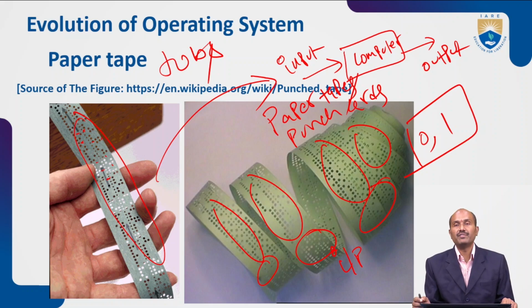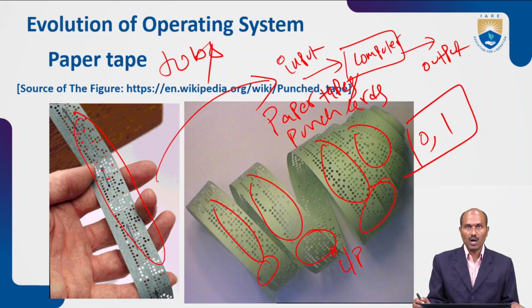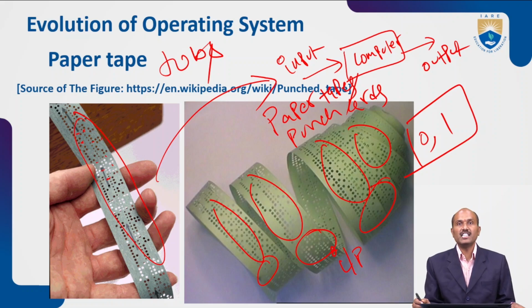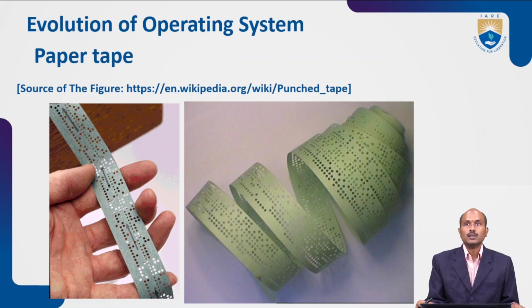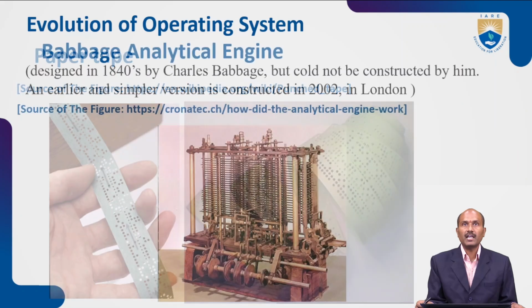This is the format of the paper tape, with zeros and ones in binary form. The paper tape gives the input to the computer, and it produces the output. The form of the input is punch cards or paper tapes.